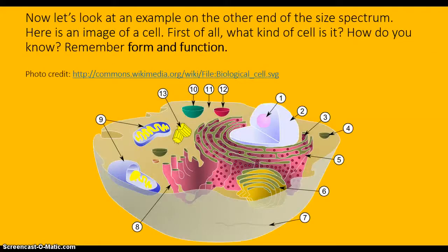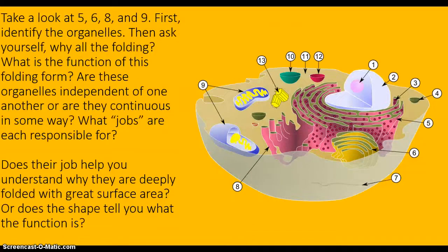Now let's look at an example on the other end of the size spectrum. Here is an image of a cell. First of all, what kind of cell is it? How do you know? Remember form and function. Take a look at 5, 6, 8, and 9. First, identify the organelles. Then ask yourself, why all the folding? What is the function of this folding form?